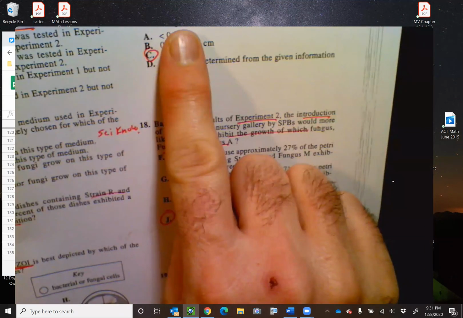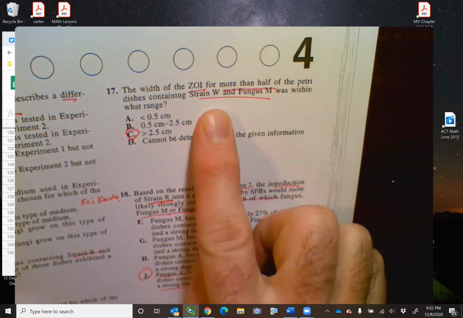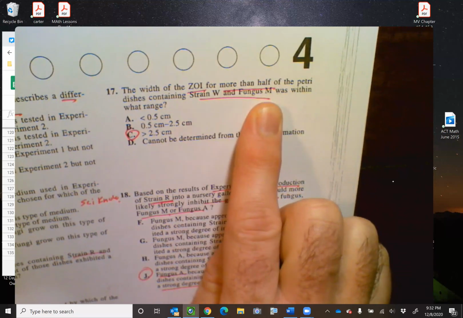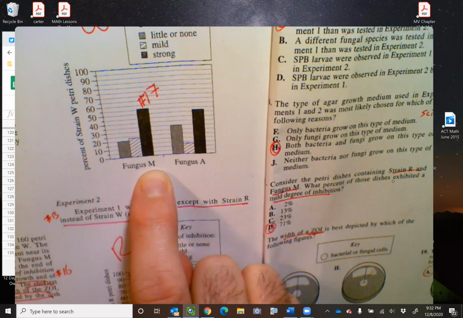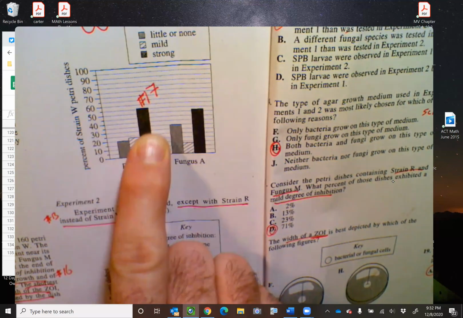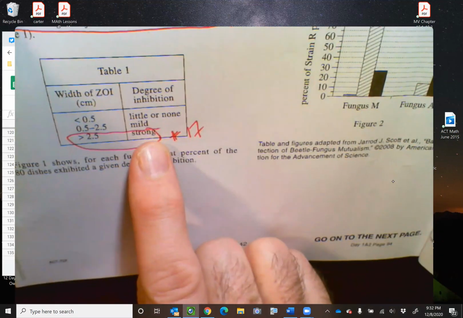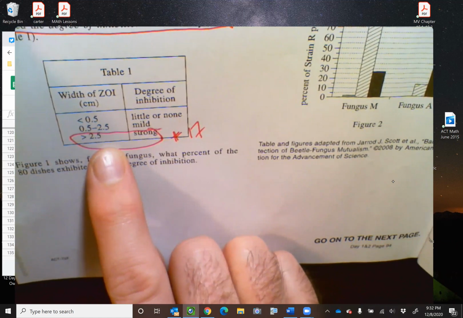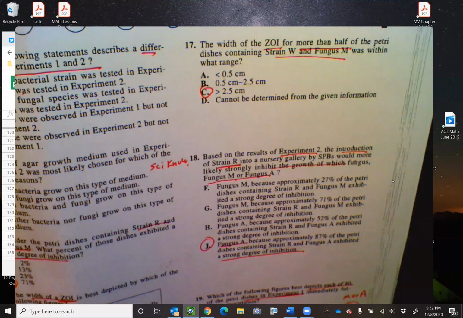Number 17, the width of the zoi for more than half of the dishes containing strain W and fungus M, right? It's going to be letter C. So strain W and fungus M, here it is. And we're asked more than half. Well, I think it's going to be this dark shaded one, right? That's definitely more than half. Now, the dark shaded is a strong. So I've got to look at the chart to figure out what strong is. Greater than 2.5. So that's why I chose letter C, greater than 2.5.